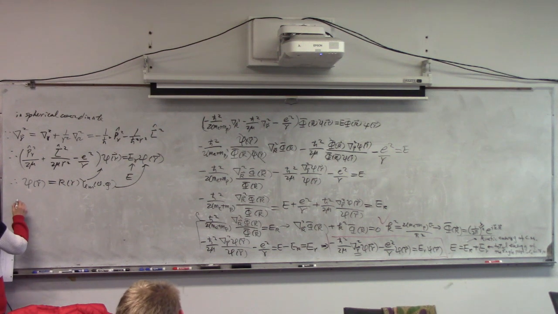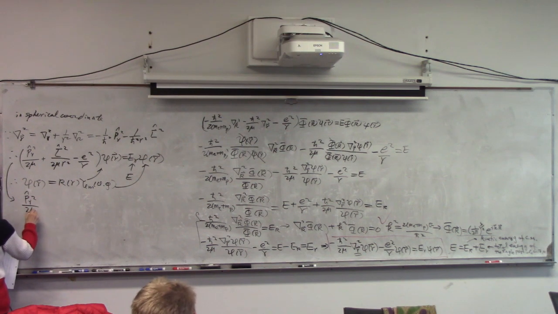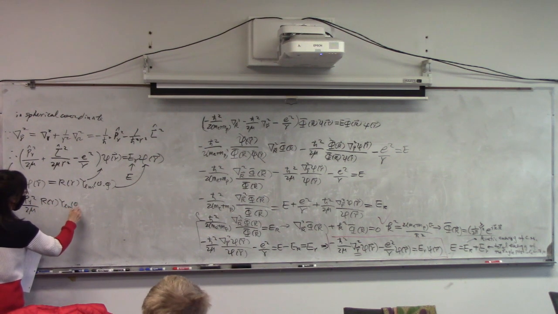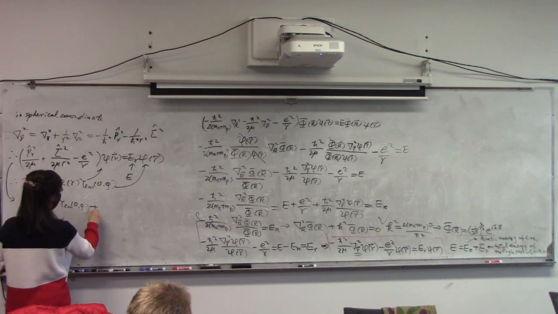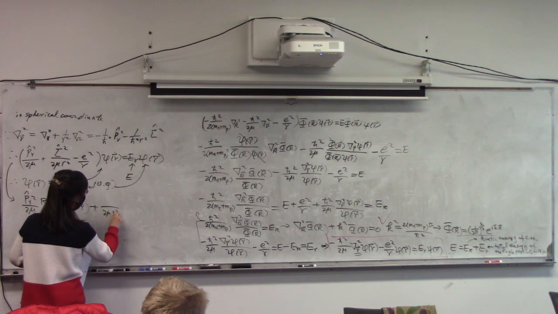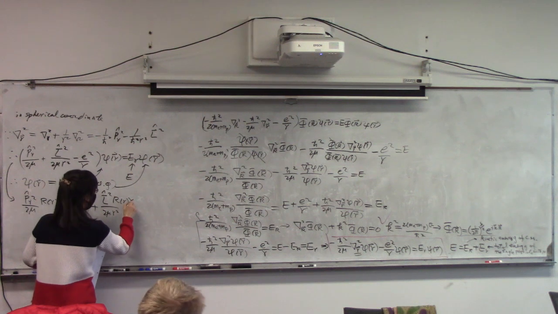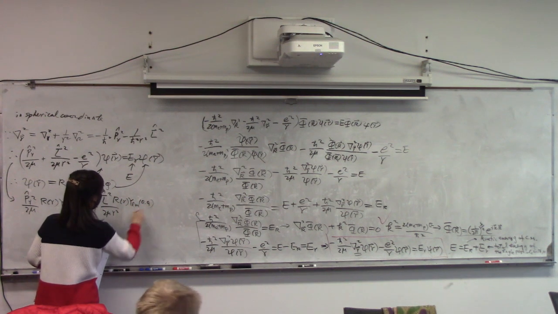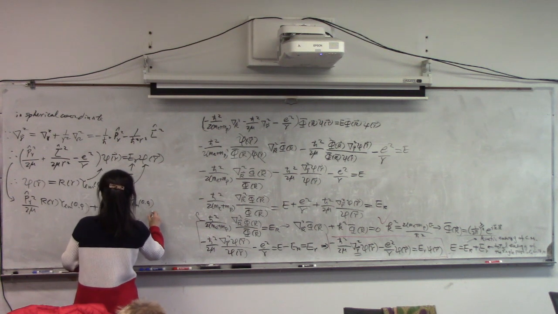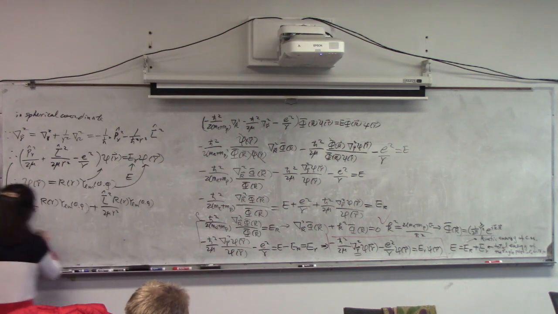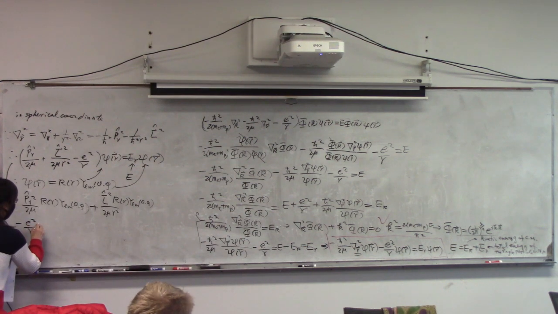Then what we find is, I still keep the P_R squared over 2 mu here. Let me keep it here, R. And then plus L squared over 2 mu R squared in the denominator, and minus e squared over R. This one we just keep.